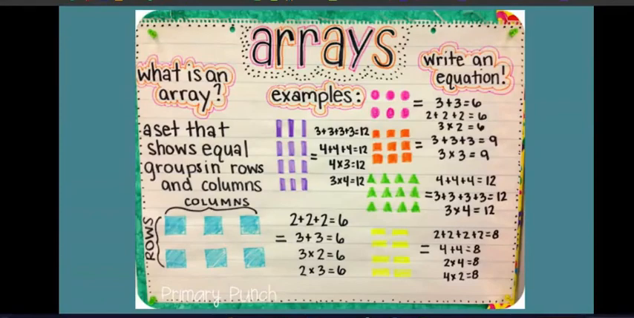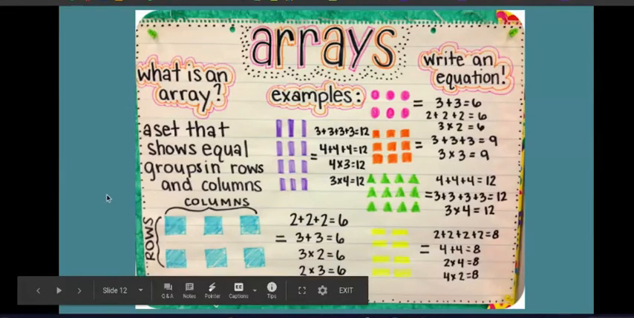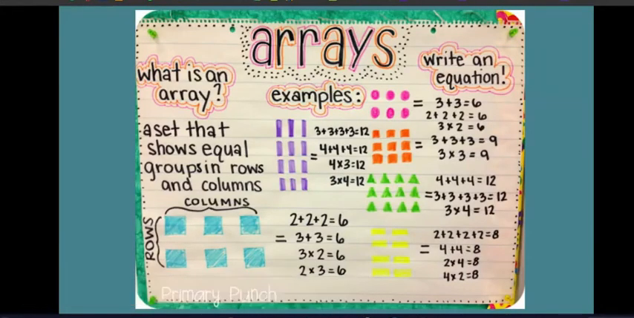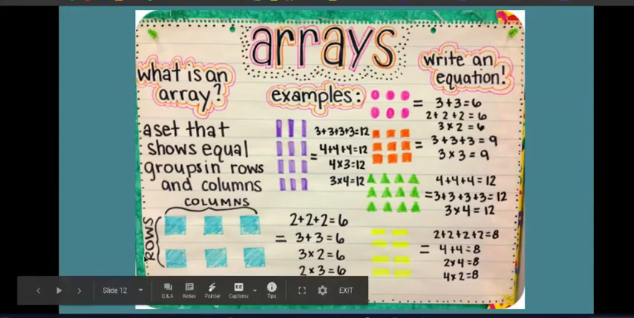Today's activity is another review about multiplication with arrays. We talked a little bit about this before you went to NTI, and we did some activities about this last week. An array is a set that shows equal groups in rows and columns. Arrays are models for multiplication. Rows go up and down, and columns go left to right.